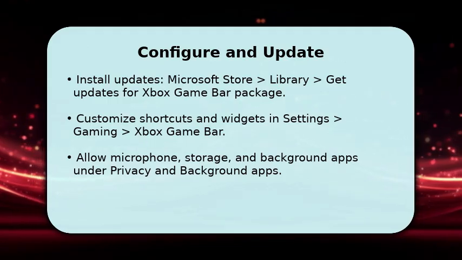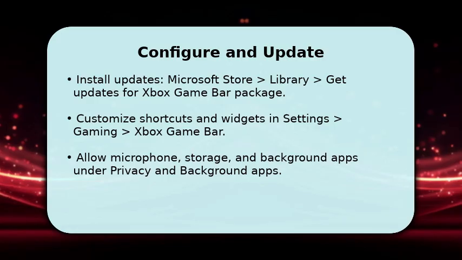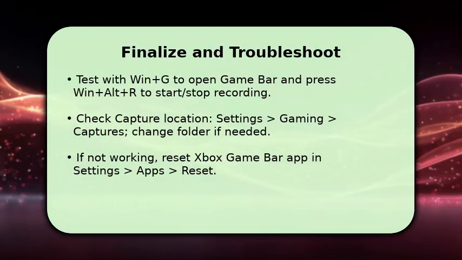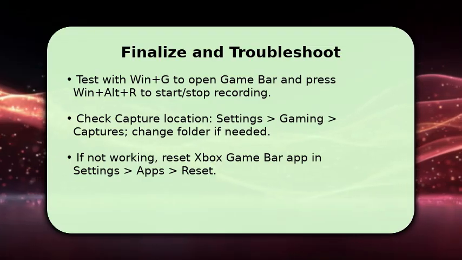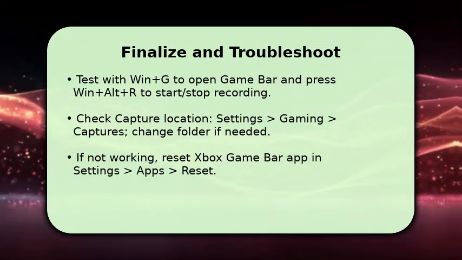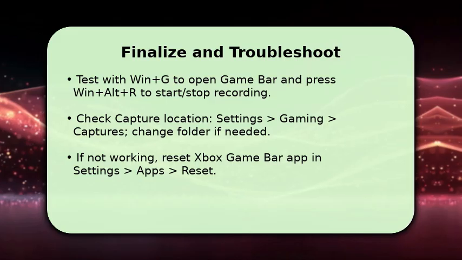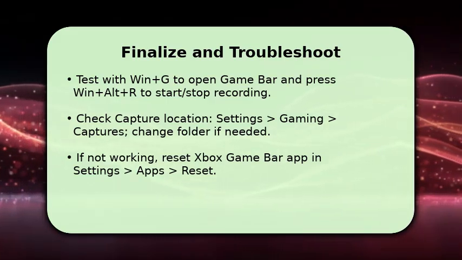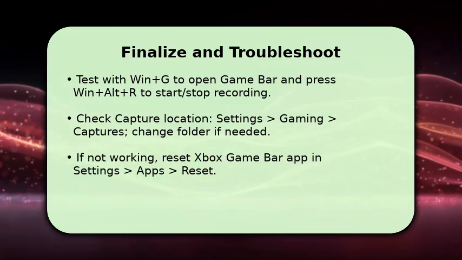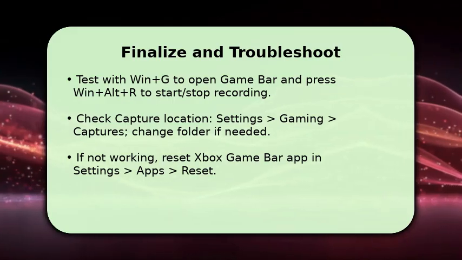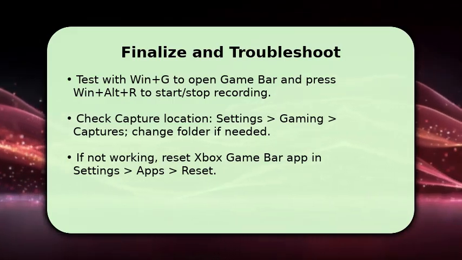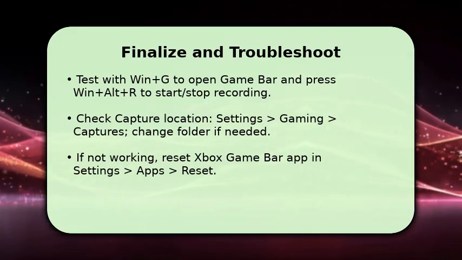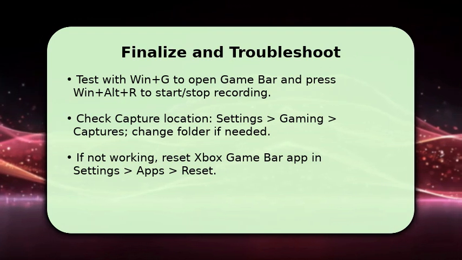Finally, verify everything. Press Win+G to open Xbox Game Bar, confirm widgets load, and use Win+Alt+R to record a short clip. Once you've tested captures, open Settings Gaming Captures to confirm file location and quality options so saves go where you expect. If Game Bar won't open or recordings fail, reset the app via Settings Apps Xbox Game Bar Advanced Options Reset, and make sure game mode or third-party overlays aren't conflicting.